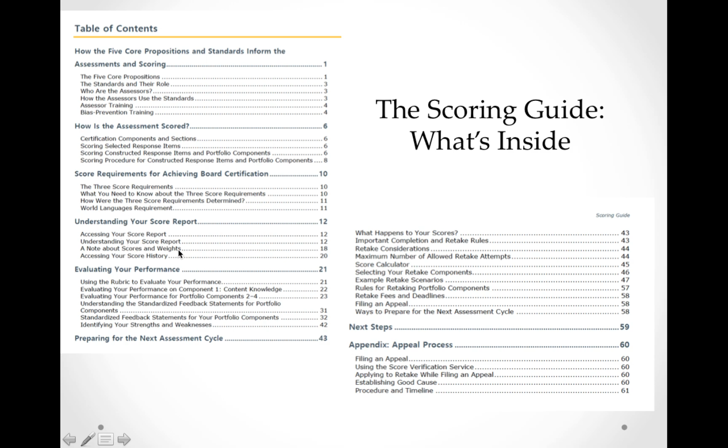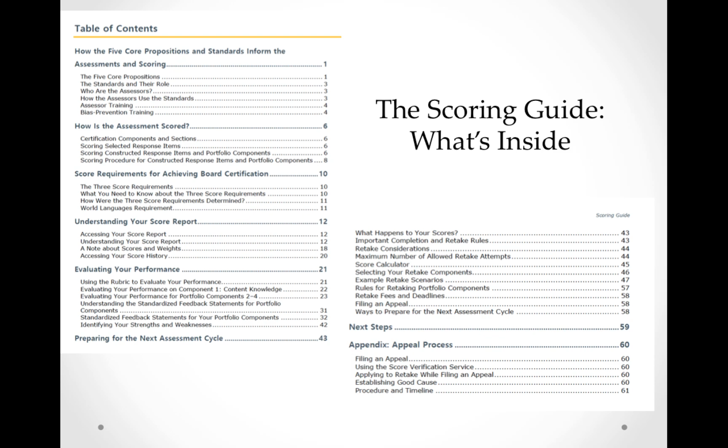accessing your score report, understanding your score report. There's a sample of a score report in this document, so make sure you look at that. Now, this is very important too, evaluating your performance. It's talking about using your rubrics, and then it starts talking about your feedback statement. The National Board provides feedback to everyone that scores below, I think it's a 3.25 maybe, on a component. And often I hear, oh, that's very general. They don't really tell you anything.